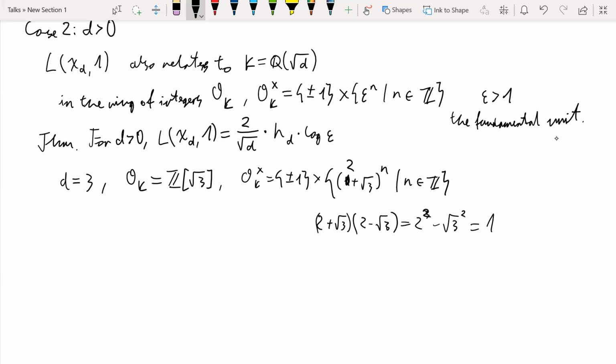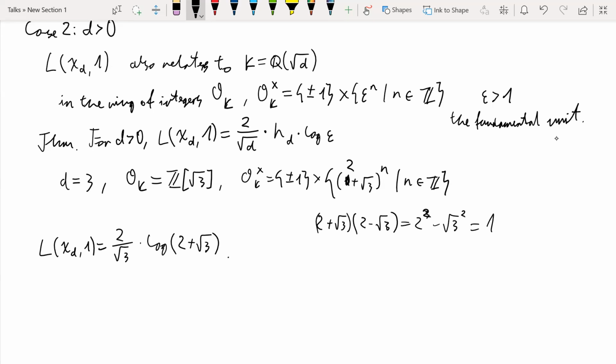And in this case, the value here is going to be given by 2 divided by root 3. The class number in this case is equal to 1. So this is not a problem. It's not a factor we have to consider. But it will be multiplied by the logarithm of this fundamental unit, 2 plus root of 3.